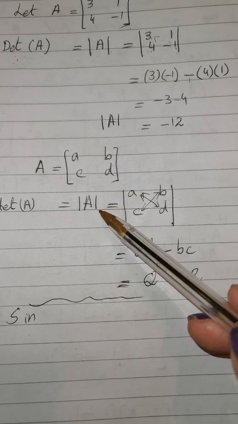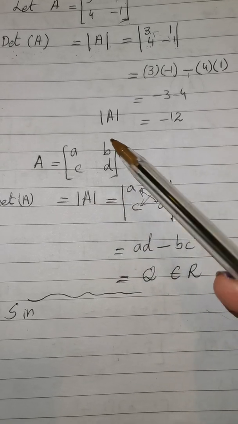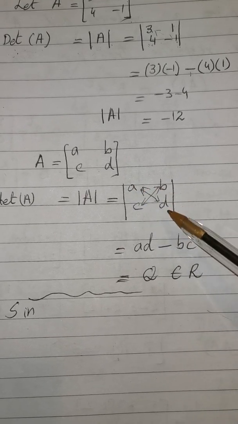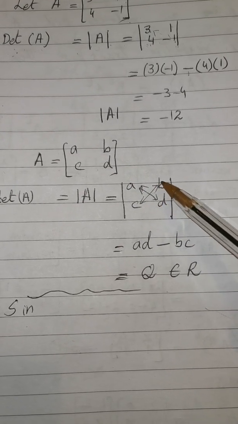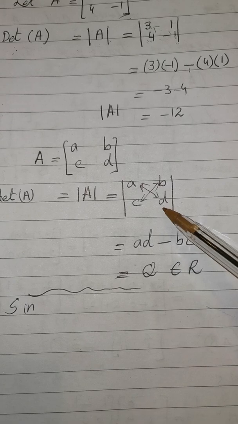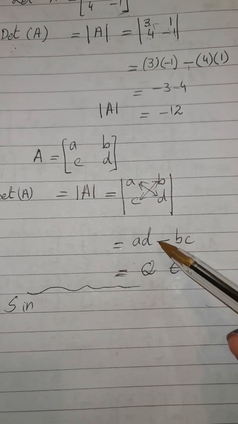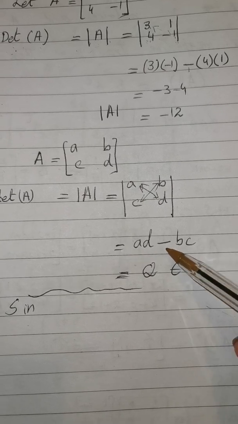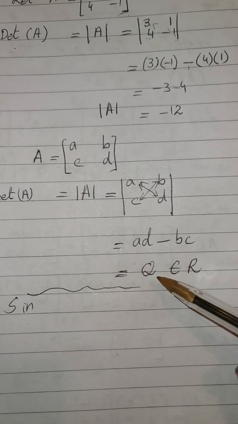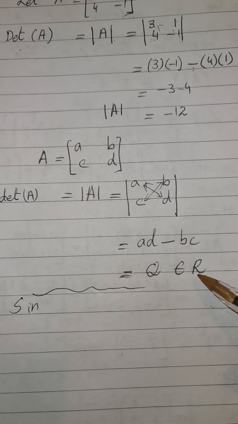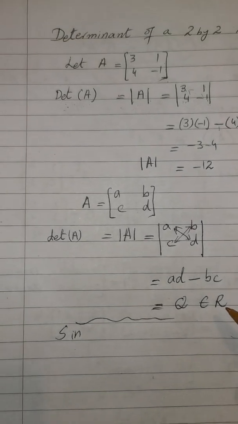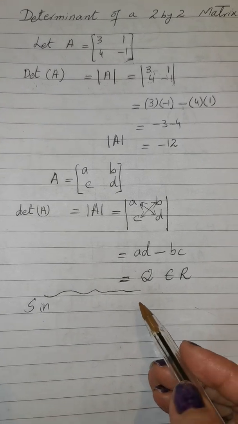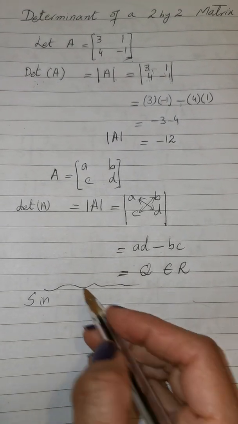How can we find the value of this A mod? We will write the matrix in straight lines, and then you will multiply AD and then BC, and in between these products we will write the sign of negative. It will give you some answer, and whatever it will be, it should be a real number, right? In this way we can define the determinant of a 2 by 2 matrix.